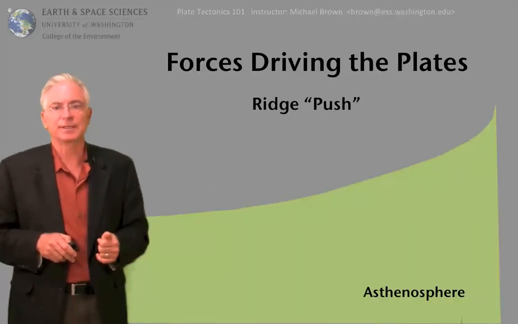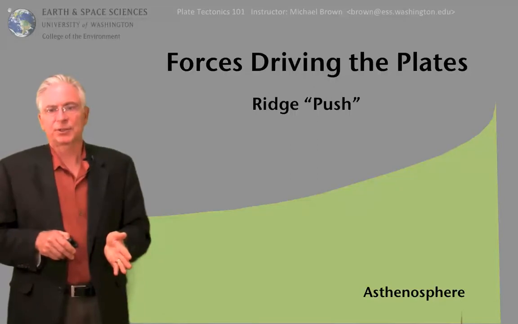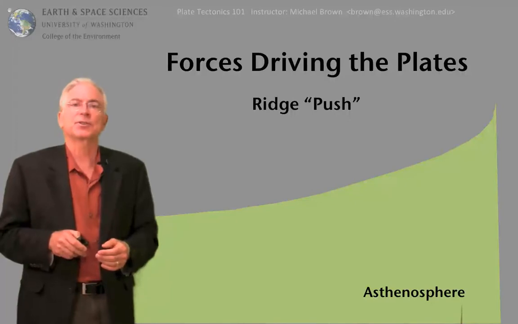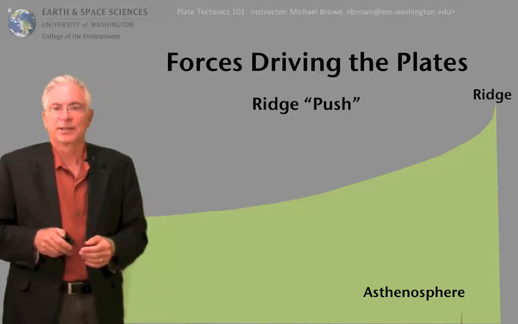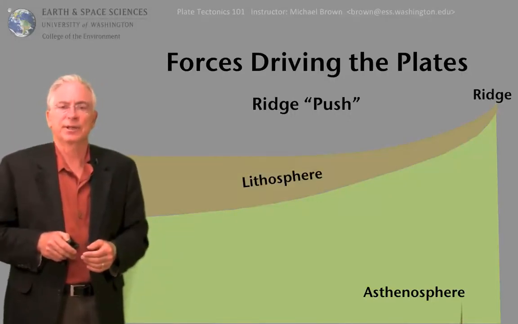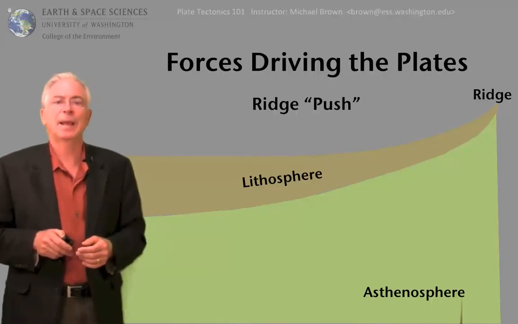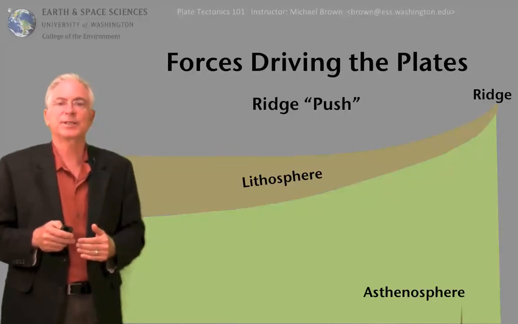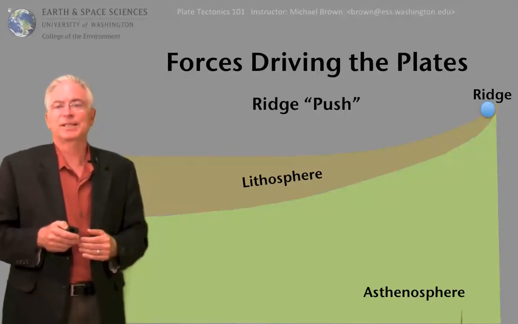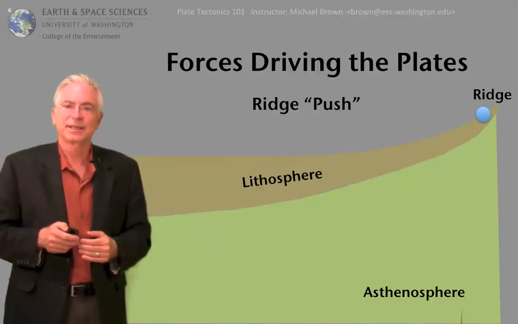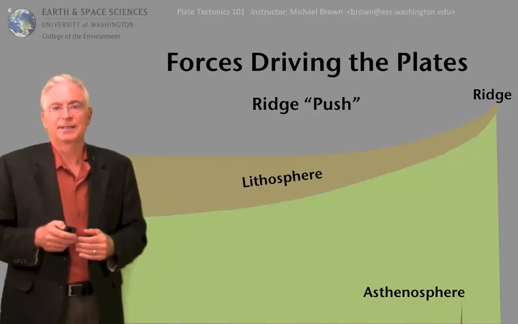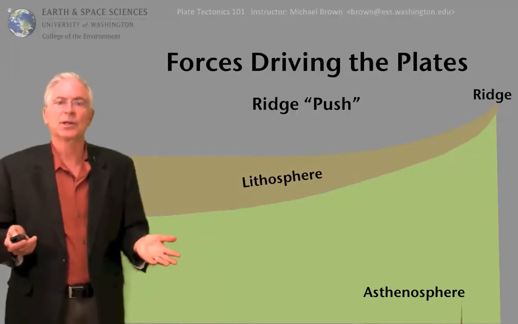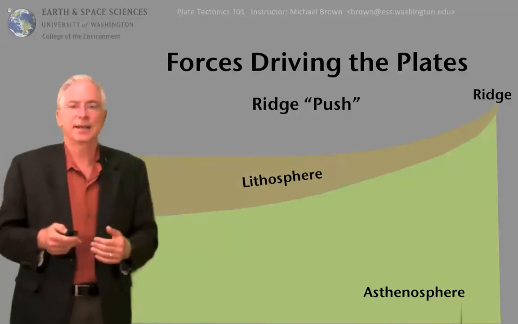Let me illustrate these by giving you a cross-section from a ridge all the way into far distance from the ridge. So there's the ridge, and there's the lithosphere. Now you notice the lithosphere-asthenosphere boundary forms a surface that is increasing in depth. If I were to place a ball on that surface, it would simply roll down it. Likewise, the rigid lithosphere sitting on top of the ductile asthenosphere can also slide down that interface.